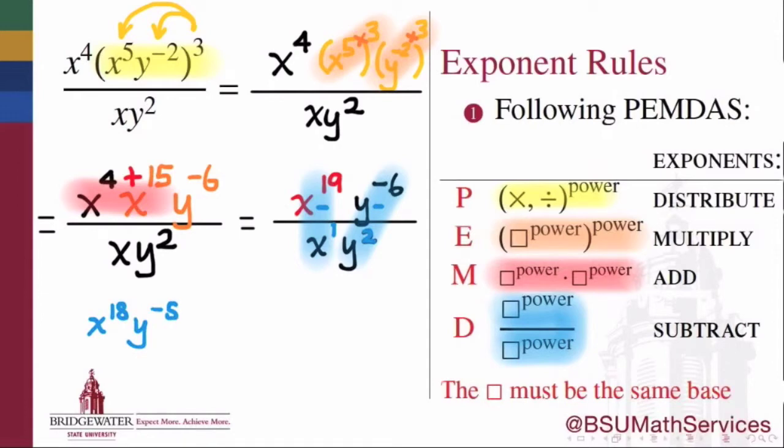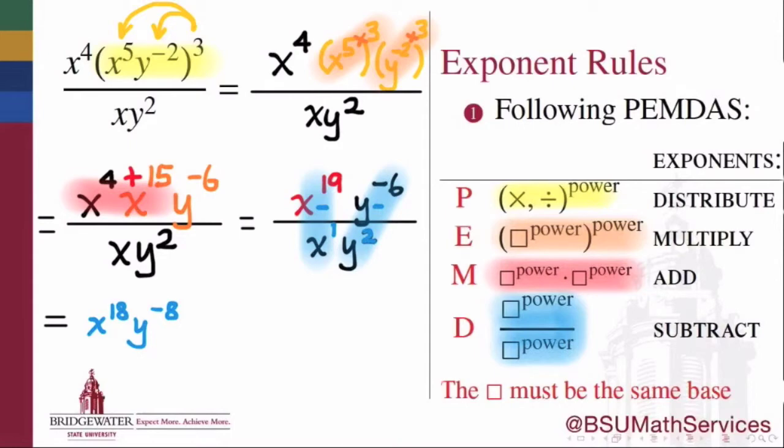to the exponents. So the total number of x's that we'll wind up with when we divide x to the 19 by x to the 1 will be x to the power 19 minus 1, or x to the 18. Likewise, when y to the minus 6 was divided by y to the 2, we can subtract those exponents and get y to the negative 6 minus 2, or y to the negative 8.